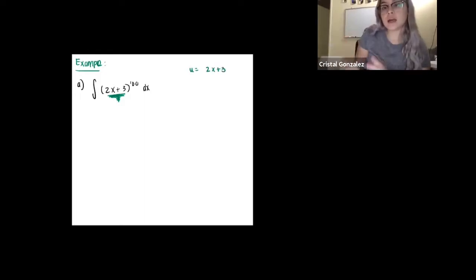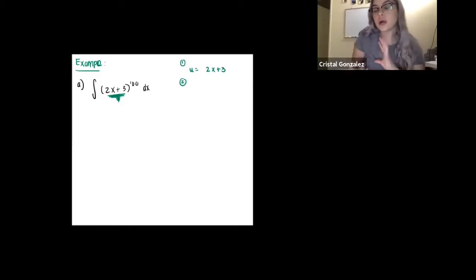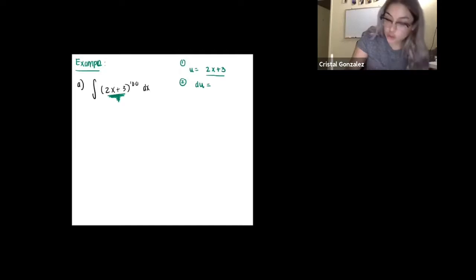And now our next step, so this was our first step, to pick your u. Your second step was to take the derivative of u with respect to x and write it in terms of du equals u prime times dx. So if I take the derivative of u, I'm going to write du is equal to, now the derivative of this with respect to x is simply 2, and then I can't forget my dx, right?